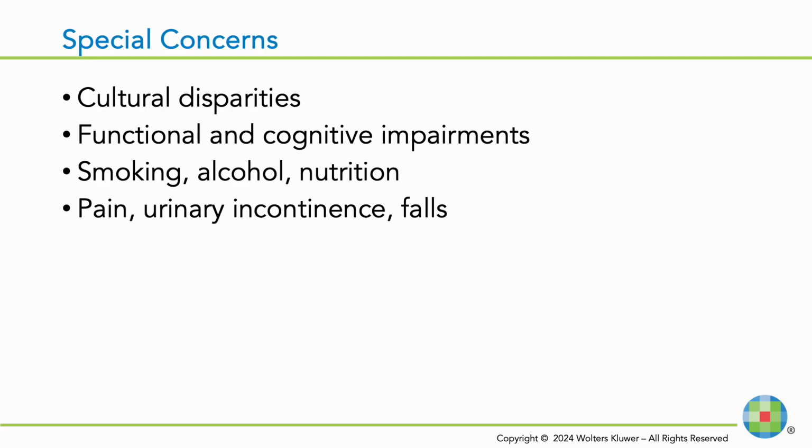What special concerns exist for the elderly? Well, certainly there are cultural disparities, functional and cognitive impairment, sadly. There are poor health maintenance and conditions that can result from chronic smoking, alcohol intake, nutrition deficits. Do elderly patients suffer from chronic pain? Do they have urinary incontinence? Is this predisposing them for a UTI? Is this what is leading to their fall? These are all important things for us to consider whenever we're talking to and assessing our elderly patients.